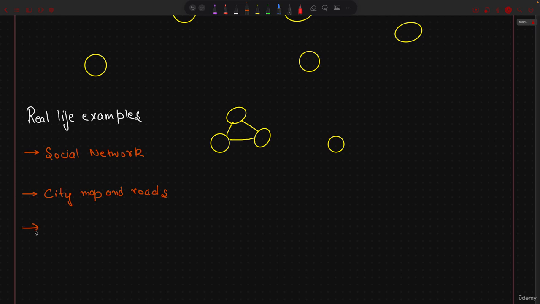Then let us see another example, everyone. Another overall example for a graph can be flight routes and airports. All the airports you can think of as the nodes, and any flight route is the edge or a connection between them.